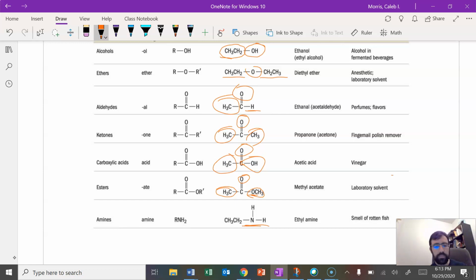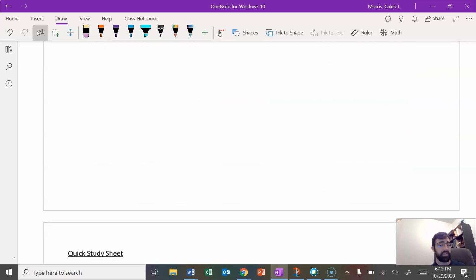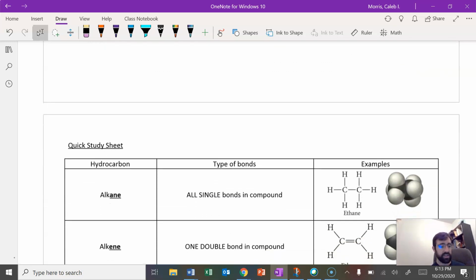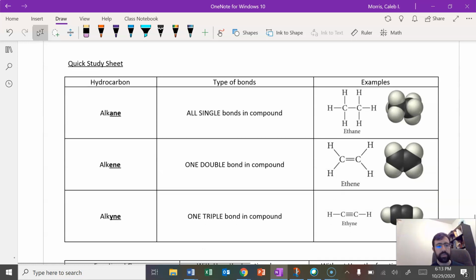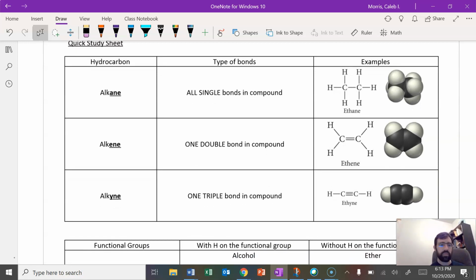Okay. So there's lots of different types of compounds, and you learn about all of these in organic chemistry. So if you go to organic chemistry in college, you will have to learn all of these names, but right now it's just an introduction. Okay, this is a quick study sheet just to sum up what we've talked about.